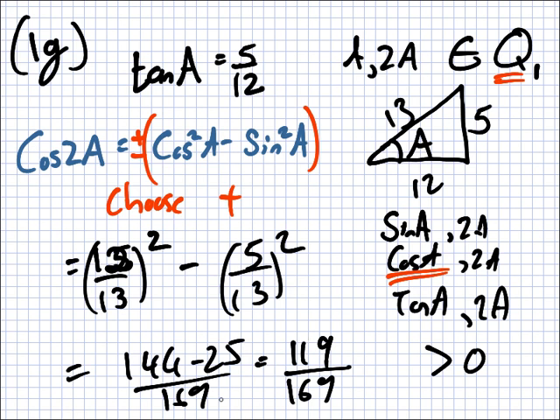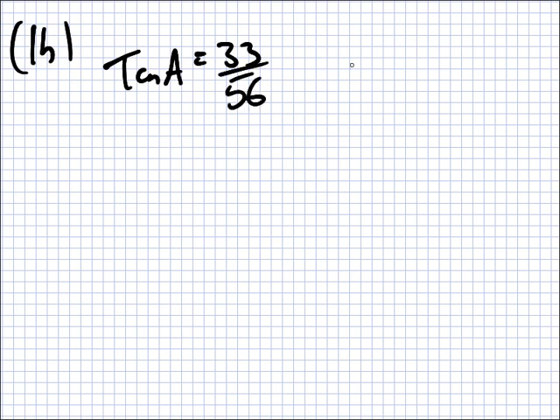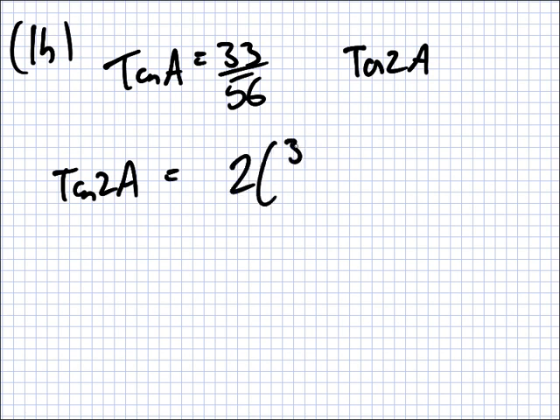Right, what did I say next? 1H. Tan A is 33 over 56. We don't need the other things, and we want tan 2A. So that's easy because tan 2A will be 2 tan A over 1 minus tan squared A.